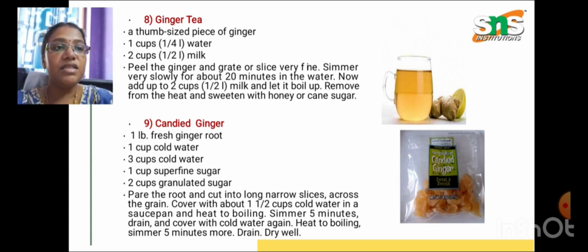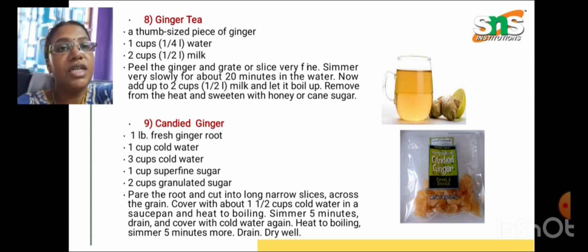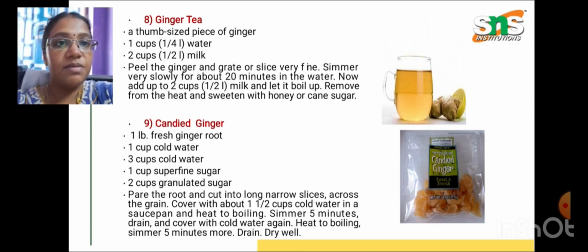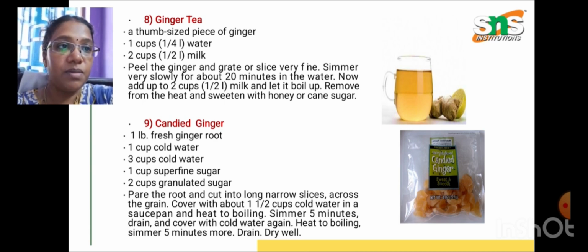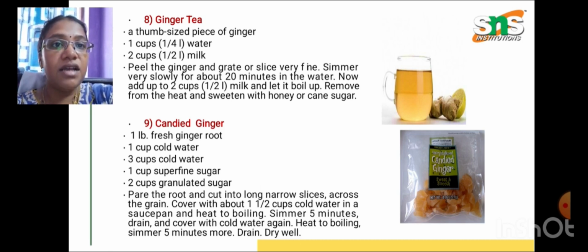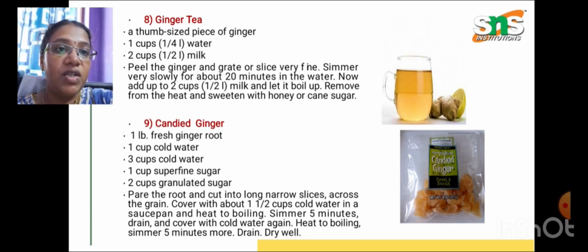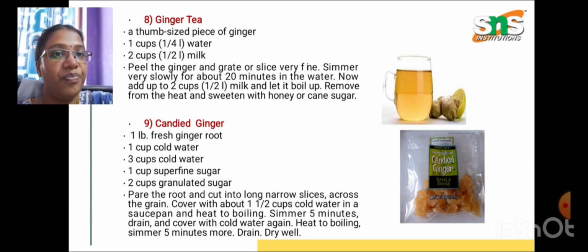And the eighth one is the ginger tea. Ginger tea is nothing but a thumb sized piece of ginger used for the preparation of ginger tea. As we all know, we peel the ginger and grate or finely slice it. Then after 20 minutes of boiling in water, we add 2 cups of milk and let it boil. Then remove it from the heat and sweeten with either honey or cane sugar.